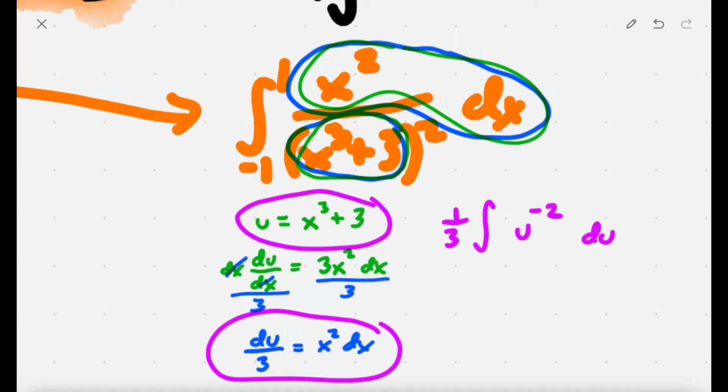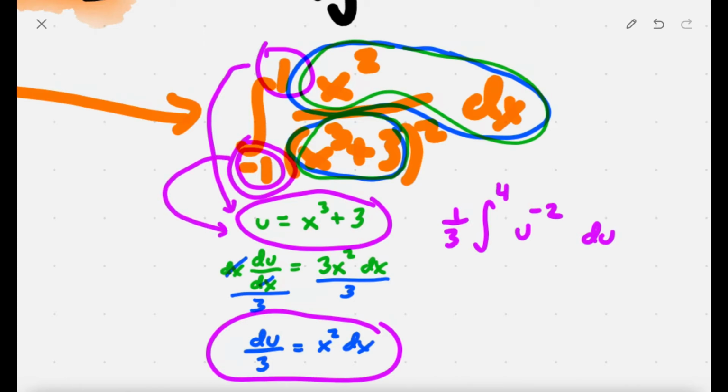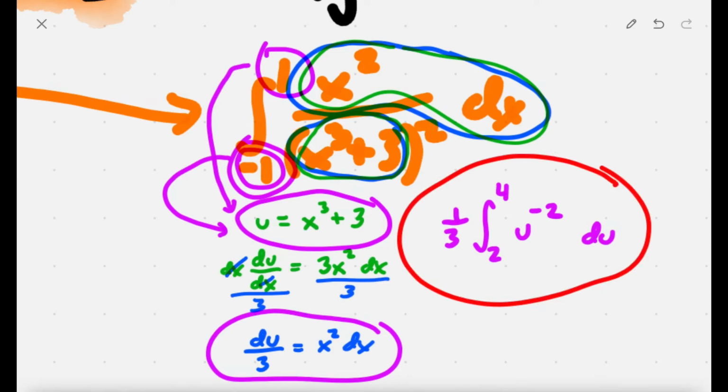Now we do need to deal with these limits of integration, this -1 and 1 right here. Now, since we're in terms of u, what we can do is we can put this 1 into this function right here, and you end up with 1 to the 3rd plus 3 is 4, so I'm going to put a 4 here. And then I'm going to do the same thing with the -1 here, put this in here, and you get -1 to the 3rd, which is -1 plus 3 is going to be 2. So now this is a way easier definite integral to work with.